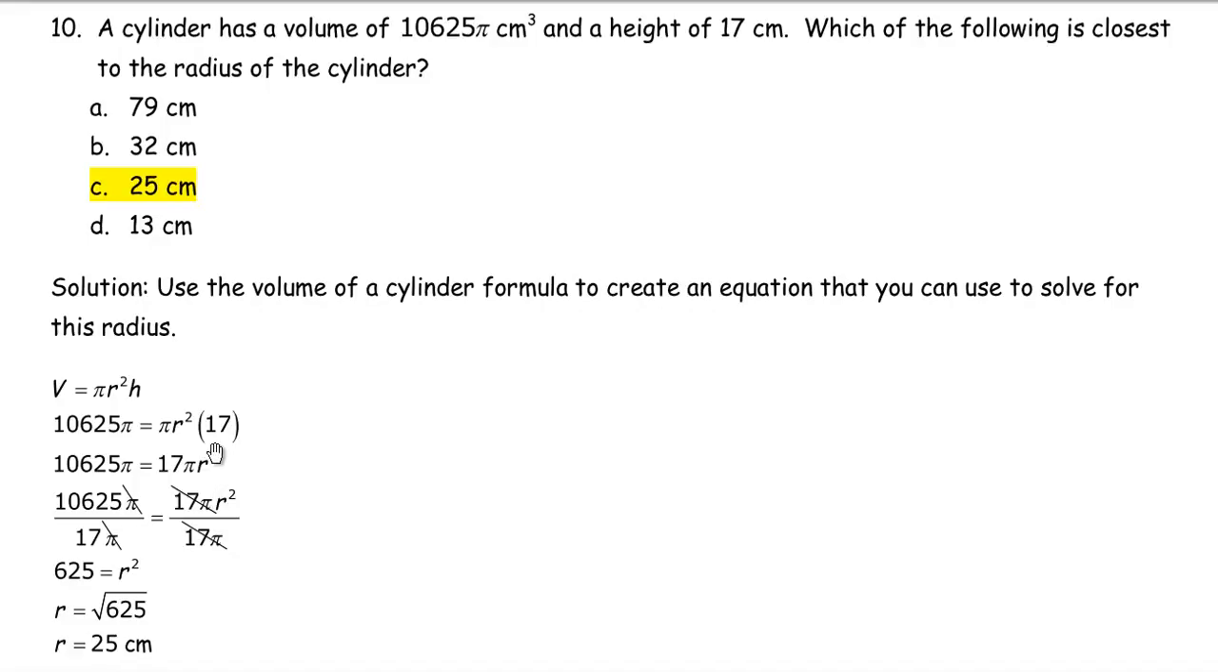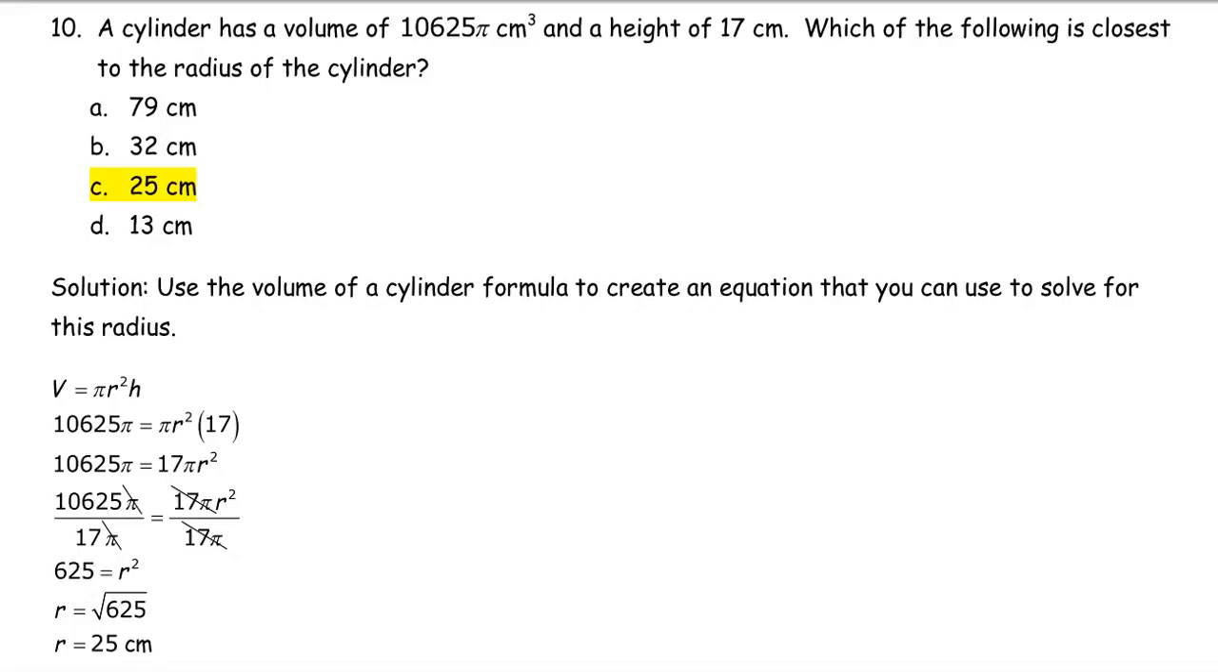So I'm trying to isolate for r squared here, so I'm dividing both sides by the 17 pi. Notice what's on top here is exactly the same as what's here. So now I'm dividing the 17 pi r squared by 17 pi and the 10,625 pi by 17 pi. I'm doing the same thing to both sides. Now the 17 pi's divide out completely, and so that's why this is just going to be r squared on the right now. The pi's divide out, and 10,625 divided by 17 gives you 625.